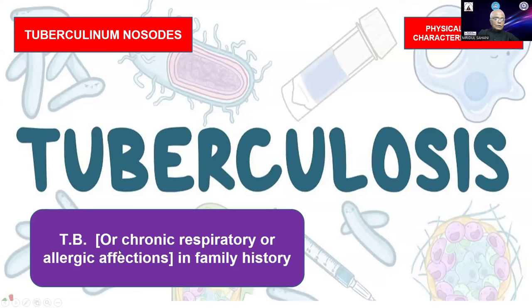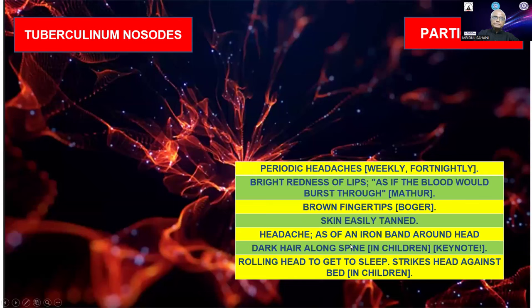Tuberculosis, chronic respiratory or allergy affections in the family or in the surroundings. Now, there are some particular symptoms also. Periodic headache weekly, coming every week or every fortnight. Bright redness of the lips, as if blood would burst out. Brown fingertips, over-age, and especially easily tanned skin. There are some dark spots you can find.